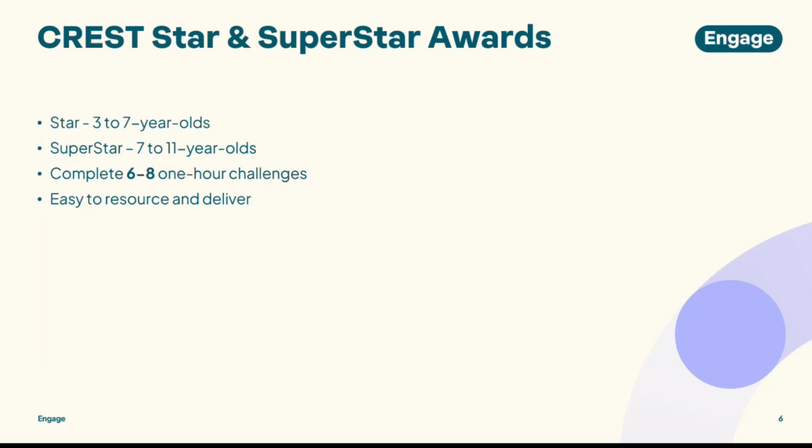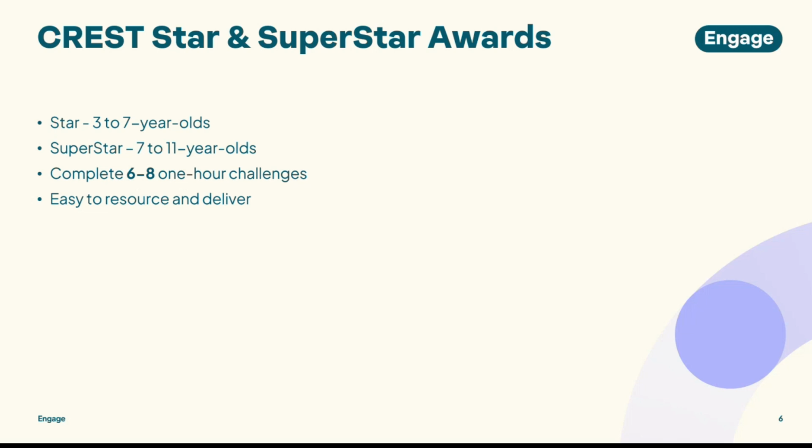Okay, so as I said, there are different levels or different types of award that the children can achieve. There are the STAR and Superstar activities. STAR is for 3 to 7 year olds. It used to be 5 to 7 year olds, but there are now a number of activities that have been added in for early years or adapted for early years, and I will show you those in a little while. And then there is Superstar, which is for your Key Stage 2 pupils, 7 to 11-year-olds.